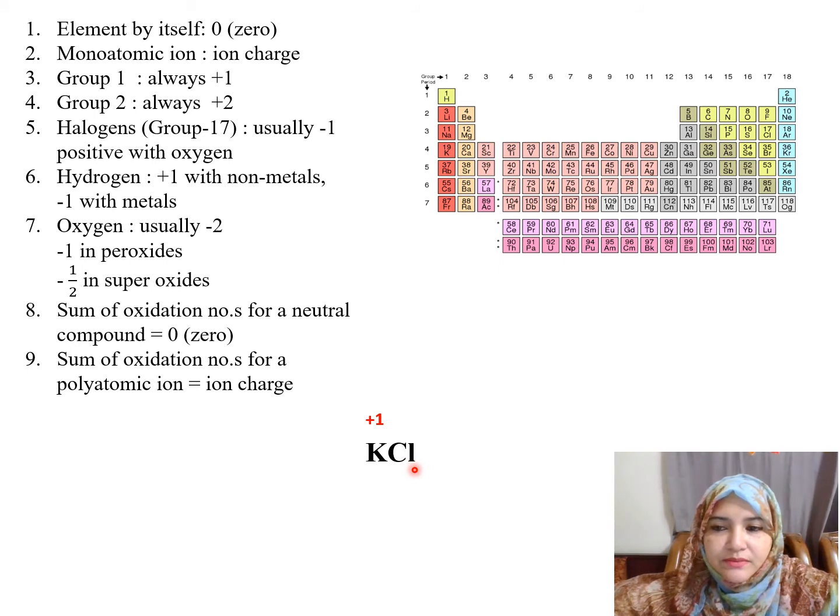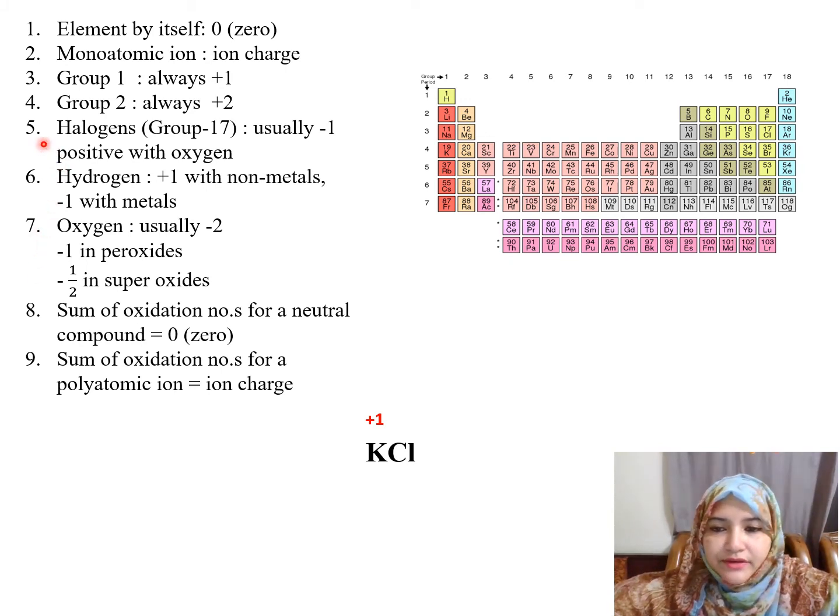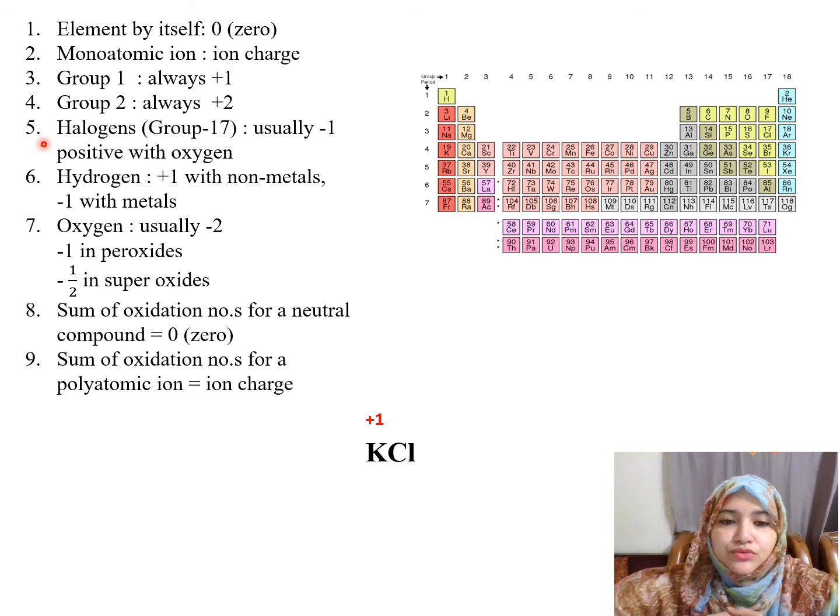Then we have chlorine here with potassium, and that is one of the halogens. Chlorine is one of the halogens, and for halogens we have rules here, number 5. The halogens usually have minus 1 oxidation number, and sometimes positive, only with oxygen.